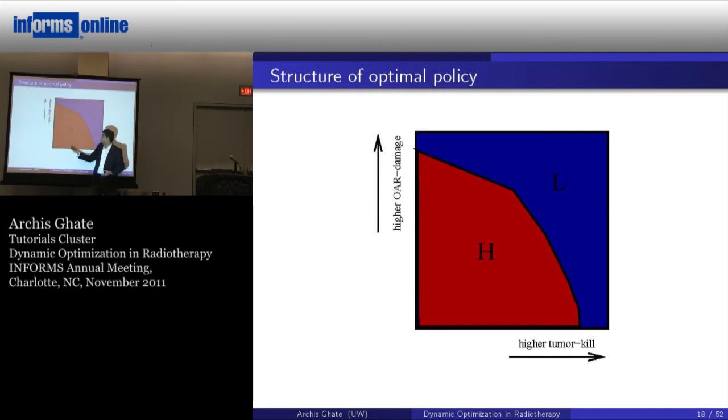And the same idea you can think of going this way, because if you're going this way, the tumor cell kill is constant, but OAR damage increases. So once you cross a threshold, you don't want to give high dose. So the dose actually drops after that threshold. That's basically the structure of the optimal policy that we empirically observed, empirically meaning in the examples that we constructed. None of this is treating real patients or anything like that, but the examples that we constructed.